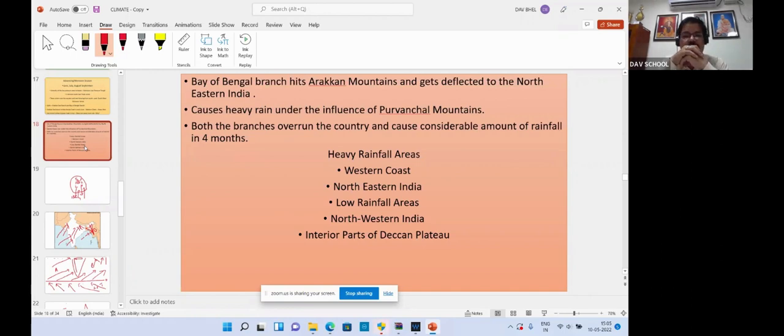Low rainfall areas: northwestern India. We know the Arabian Sea branch is blowing over northwestern India, but there is no mountain to block them. And moreover, it's a hot area, so the air's capacity to hold moisture will increase. So low rainfall. Similarly, the interior parts of the Deccan Plateau, because it's a rain shadow area located east of the Western Ghats. So these are the low rainfall areas of our country. Clear, teachers?